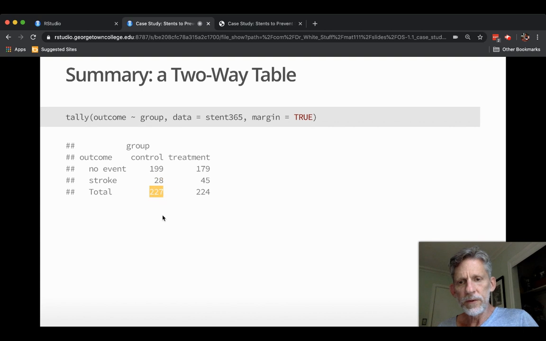So 227 people were randomly placed into the control group, and 224 of the volunteers were randomly placed into the treatment group. The other rows say what happened to the people in each of the groups. No event, that means no stroke. Well, 199 out of these 227 people had no stroke. On the other hand, see the 28 next to the stroke here? 28 out of the 227 people in the control group did have a stroke. That's how this table works, how you can read off what's happening to the people from the numbers.